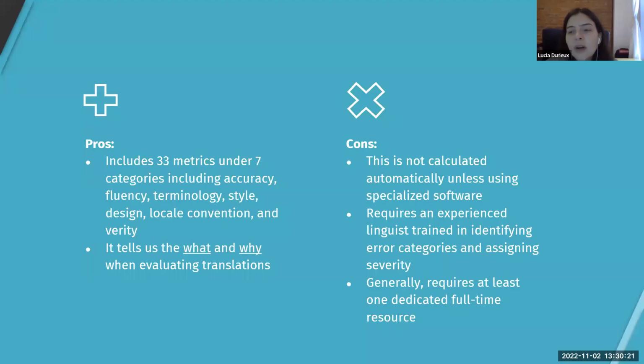Again, a few other pros and cons, further to what Betty was saying. It includes over 33 metrics, so it captures a wide net of data, and it does dive into what and why we are evaluating this translation. Again, some of the cons, some of the things that you alluded to, Betty, are listed here. But generally, something worth highlighting is that it requires someone to be dedicated to maintain this system on a full-time basis. Definitely.